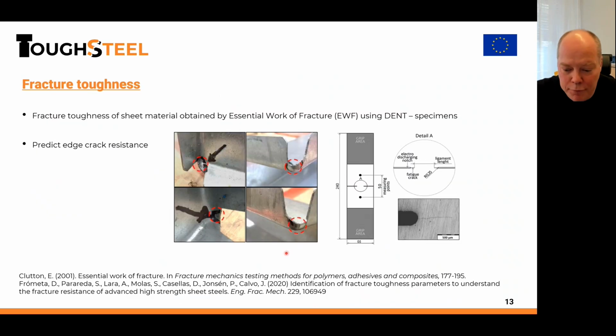So now to fracture toughness. And I have a reference from 2001. Clutton developed a method to measure fracture toughness of sheet material. And this method is based on using a so-called double-edged notched specimen. And by knowing this fracture toughness, for example, unwanted events such as edge cracks could be predicted and thereby avoided.